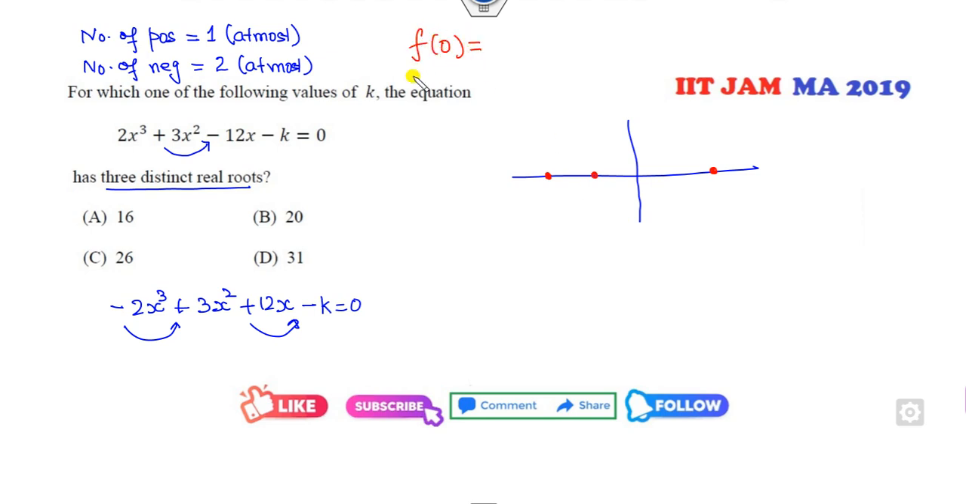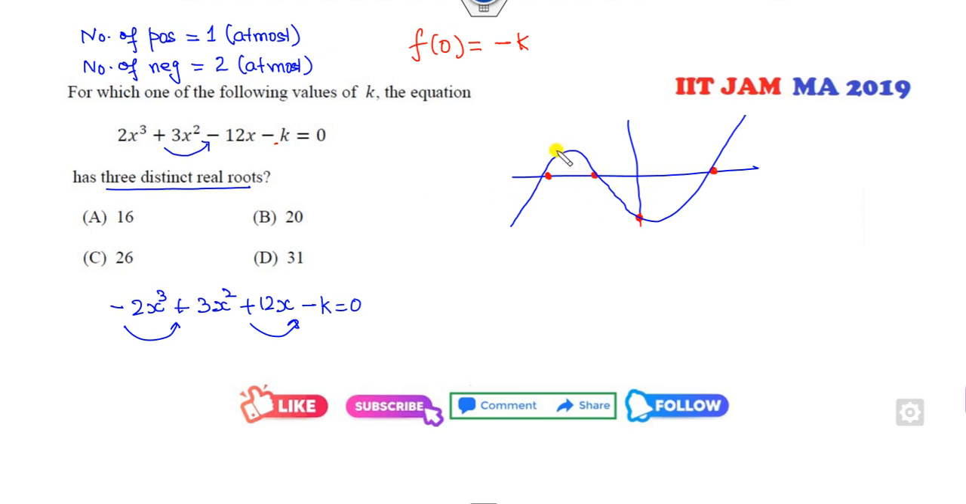What is f of 0? f of 0 is minus k, that means this number is here. So what is the graph of this? It has the two negative roots, this one here and this one. This is the graph of f(x). Now, what is the value of k?